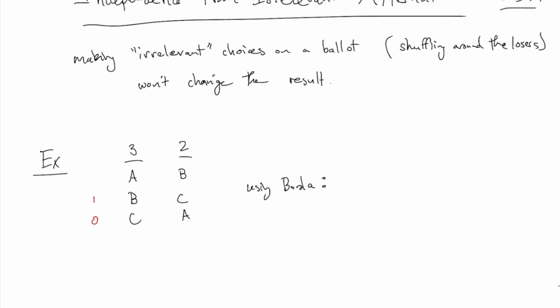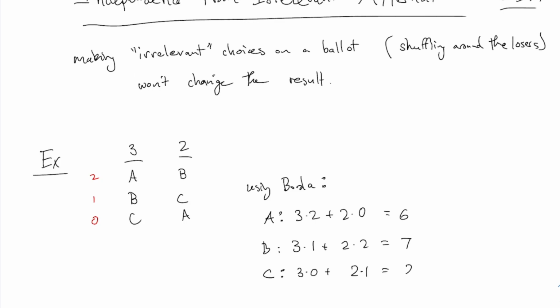My points go 0, 1, 2. This is how the Borda scores go. And then, remember, you add up and multiply with the column heading. I hope you remember how to do this. Using the Borda, A gets 3 times 2 plus 2 times 0, right? That's 3 times 2 from this position and then 2 times 0 from this position for a total of 6 points. B gets 3 times 1 plus 2 times 2. That's 3 plus 4, which is 7. Remember your order of operations. And then C gets 3 times 0 plus 2 times 1, which is 2. And so B wins.